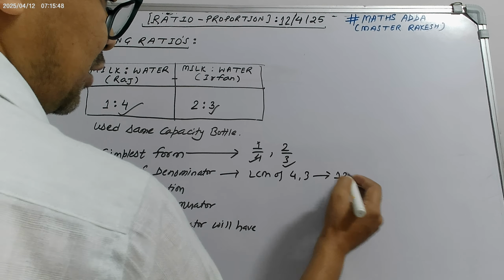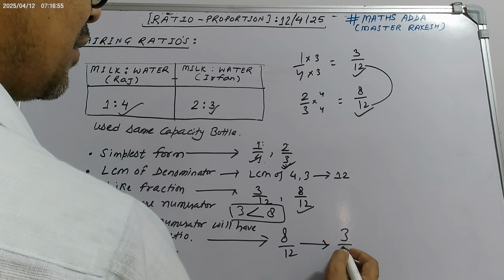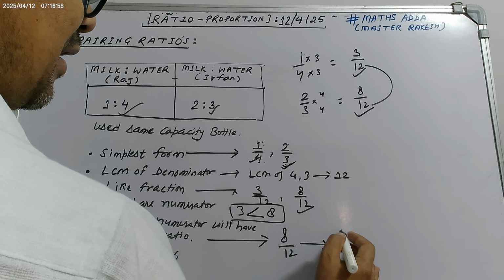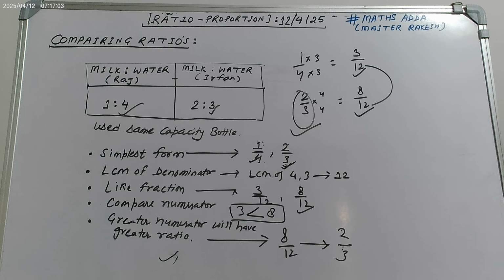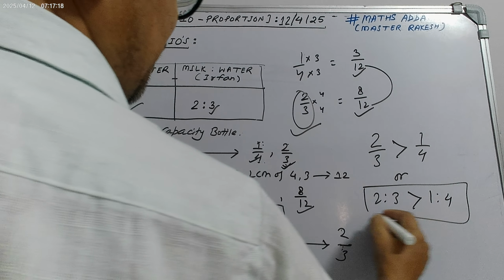So compare the numerators, 3 और 8 को कंपेयर, तो 8 बड़ा है. It means the greater numerator will have the greater ratio. It means 8/12 is the bigger one. 8/12 कहाँ से आया? 2/3 से आया. So 2/3 will be the bigger ratio. So आप ऐसे बोल सकते, you can say 2/3 is greater than 1/4, or 2:3 is greater than 1:4. This is about the comparison of ratios.